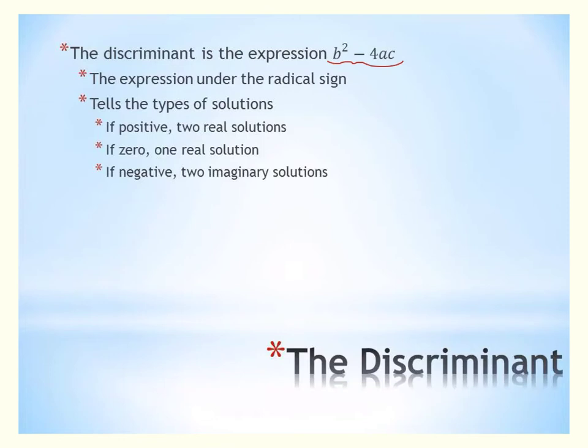If it turns out to be positive, you're going to have 2 real solutions. If it turns out to be 0, you're going to have 1 real solution. And if it turns out to be negative, you're going to have 2 imaginary solutions. And so we've done those 3 types of examples already. And so this just tells you what type of solutions you're going to have.